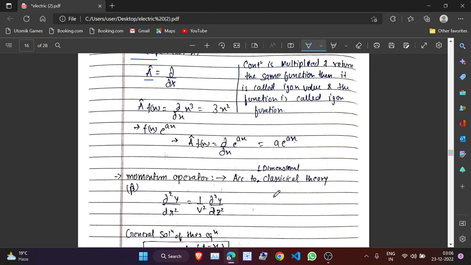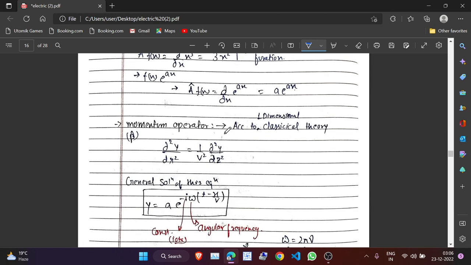Let's move to the momentum operator. According to classical theory, in one dimension, we have this classical equation: del square y upon del x square, a second-order differentiation, is equal to 1 upon v square into del square y upon del t square. Basically it is an experimentally derived quantity.